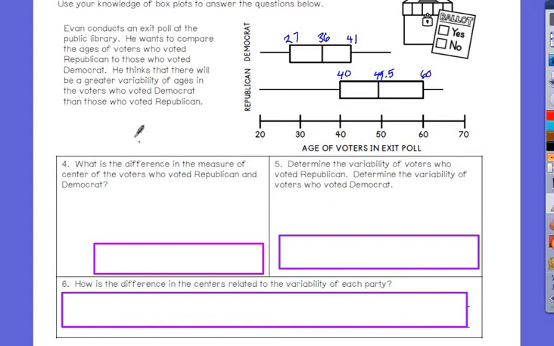All right, so number 4 says, what is the difference in the measure of center of voters who voted Republican and Democrat? Measure of center is your median. That's why they call it center. What does difference mean? Subtract. Okay, well, what's my center of Democrat? 36. What's my center of Republican? 49.5 minus 36. You have a calculator. What is that?